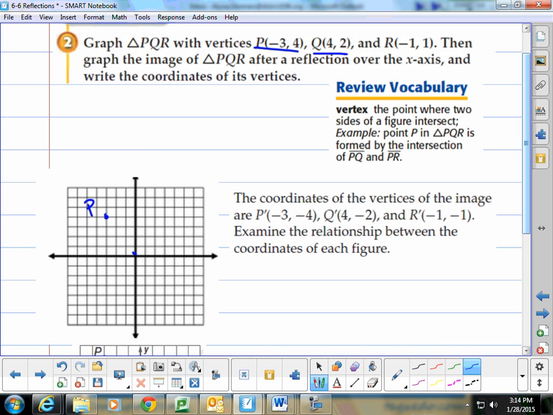Q, we're going to go 4 to the right and 2 up. For R, we're going to go -1, 1 left, and 1 up. And then we'll connect those. Should use my line tool probably. And we have a nice triangle PQR.